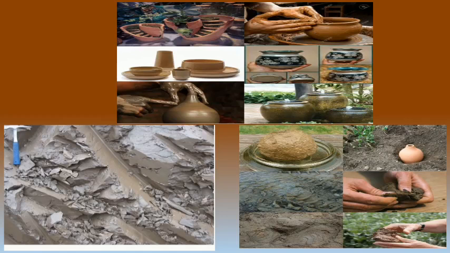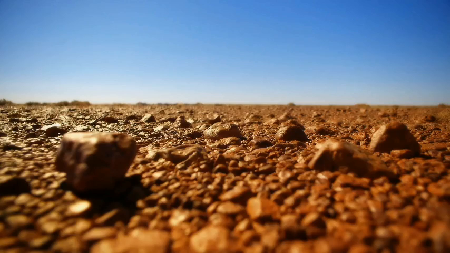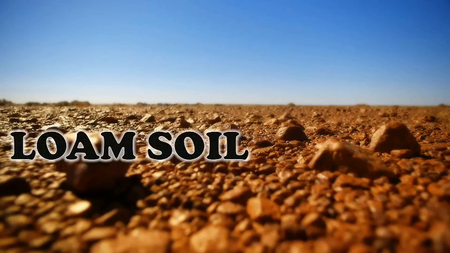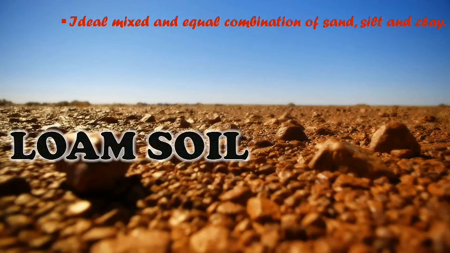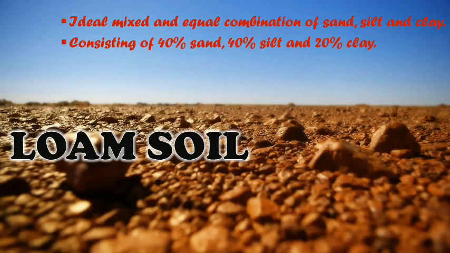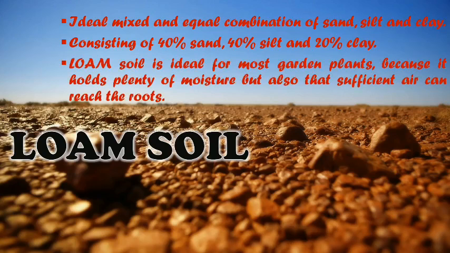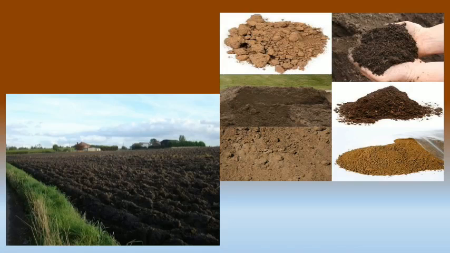The last type of soil I have here is the loam soil. The loam soil is an ideal mixed and equal combination of sand, silt, and clay. It consists of 40% sand, 40% silt, and 20% clay. Loam soil is ideal for most garden plants because it holds plenty of moisture but also allows sufficient air to reach the roots.